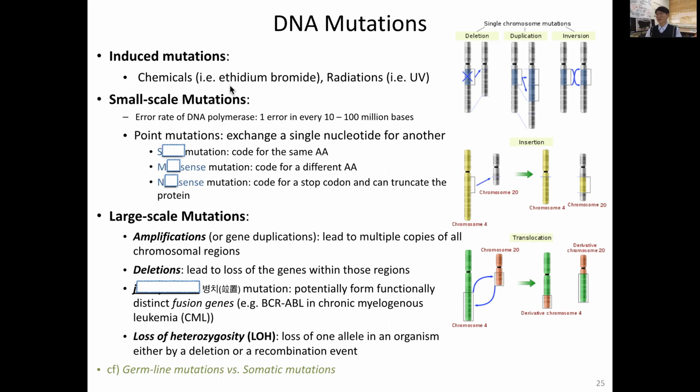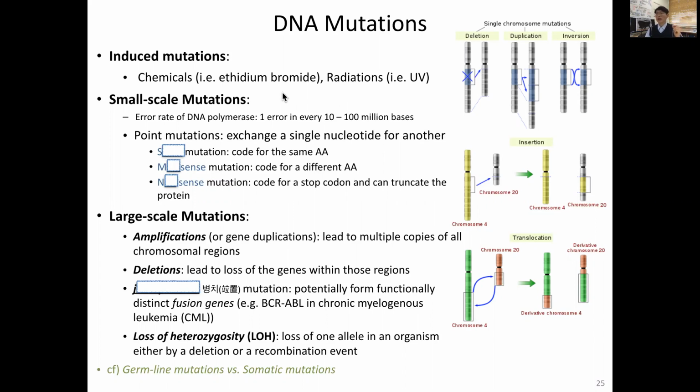For example, ethidium bromide is a chemical typically used in the molecular biology laboratory, and this is a DNA intercalating agent for showing up in electrophoresis. Or radiation such as UV light can cause mutation. And there are small-scale mutations and large-scale mutations. Let's think about small-scale mutation first.